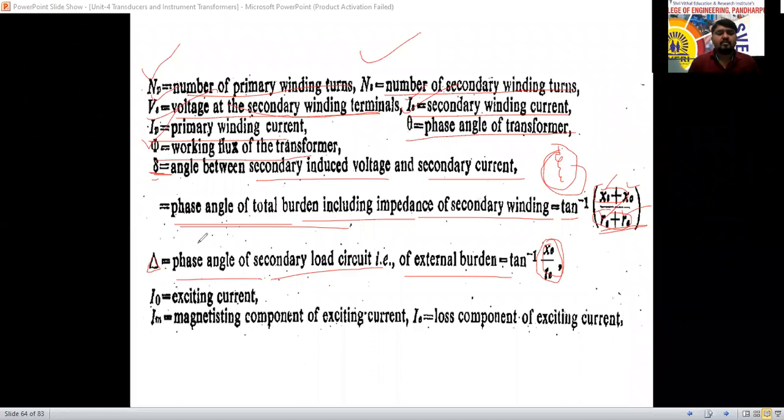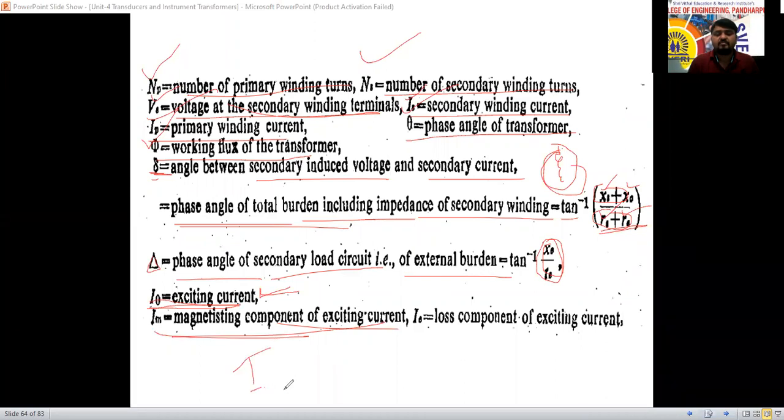Okay, so next, I naught is the exciting current here. The winding we have to excite. For that reason, I naught is the excitation current. IM is the magnetizing component of the exciting current. The excitation current is the combination of IM and IE.